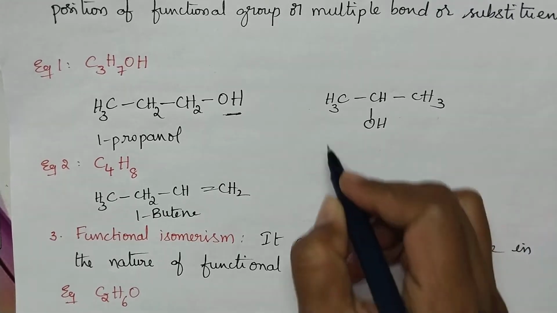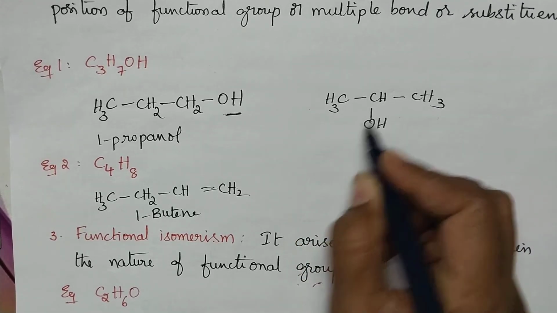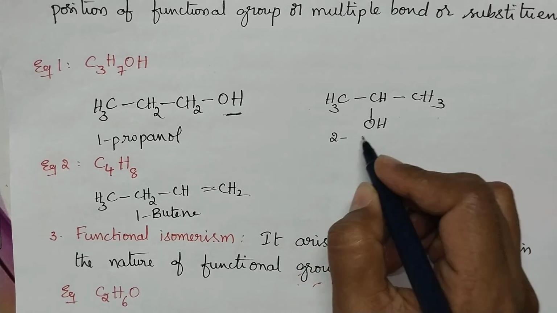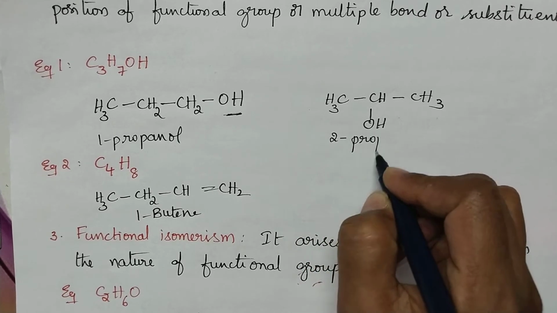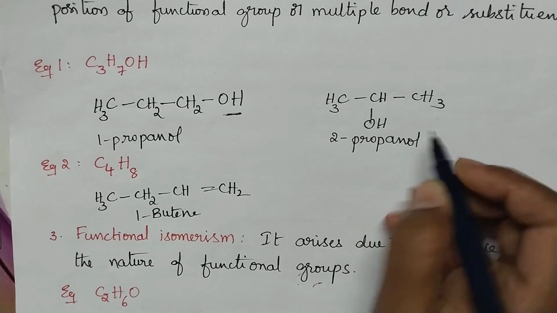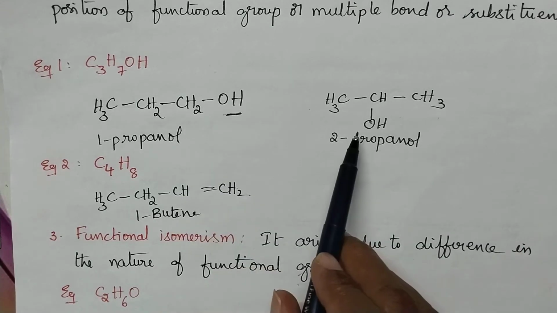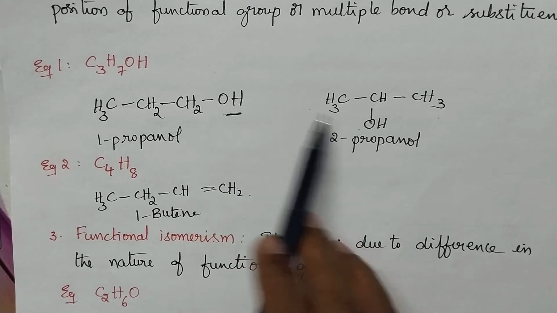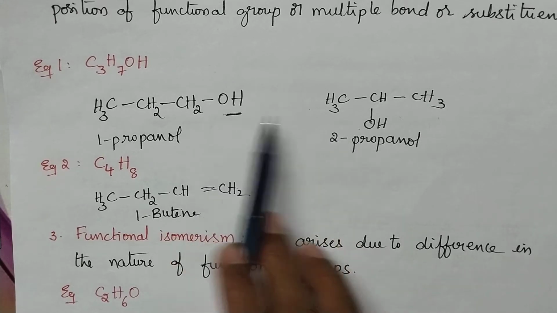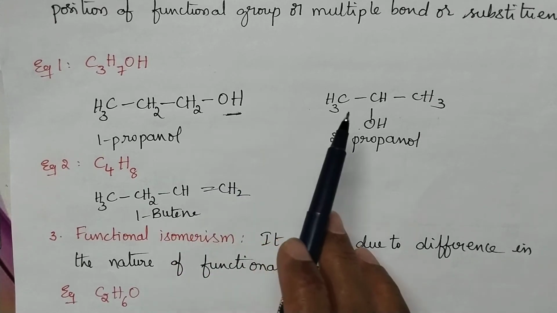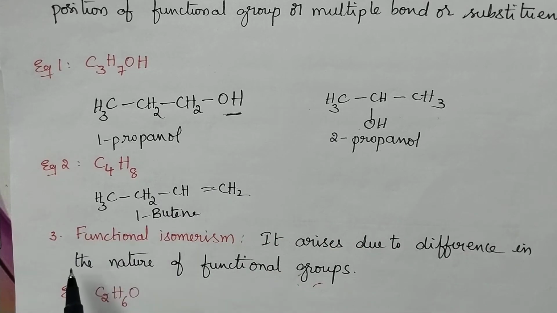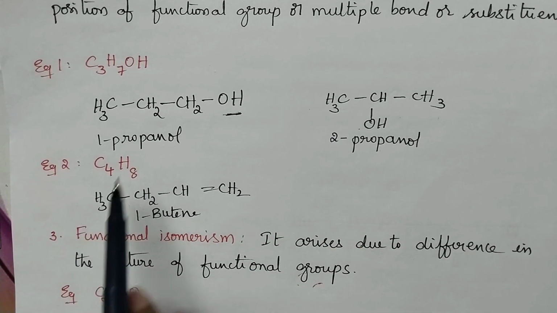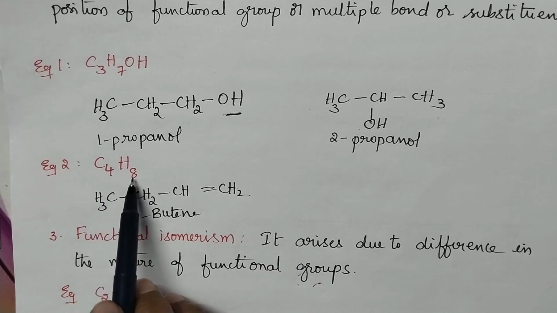Can you name this compound? The OH group is present in the second carbon atom and hence it is called as 2-propanol. So these isomers are due to the change in the position of the functional group. Hence they are called as position isomers. Clear, students?